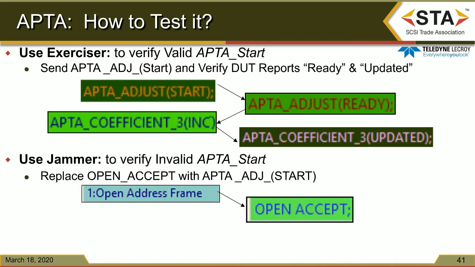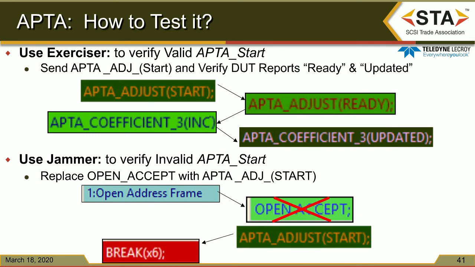You may also want to verify that devices don't respond to APTA requests during these other scenarios, like when a connection is open, during a data transfer. Here it could be easier to use our jammer, where you would wait for one side to open a connection, then replace the open exec with an APTA start, creating an illegal traffic situation. A real device should ignore this, right, and reply with break, or it could even go into a reset mode depending on the device itself.